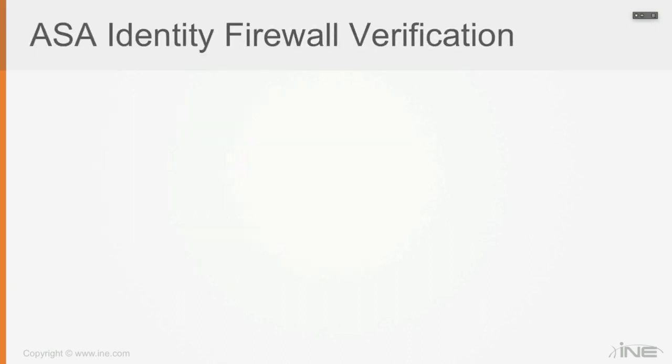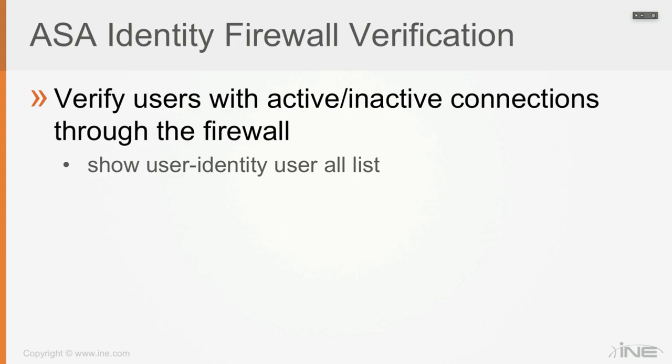Then you verify which users have active or inactive connections through the firewall, of course assuming you have configured rules with usernames or groups, with the command show user-identity user all list. You're going to see which users still have active connections to the ASA and which users had connections to the ASA that are now inactive users.